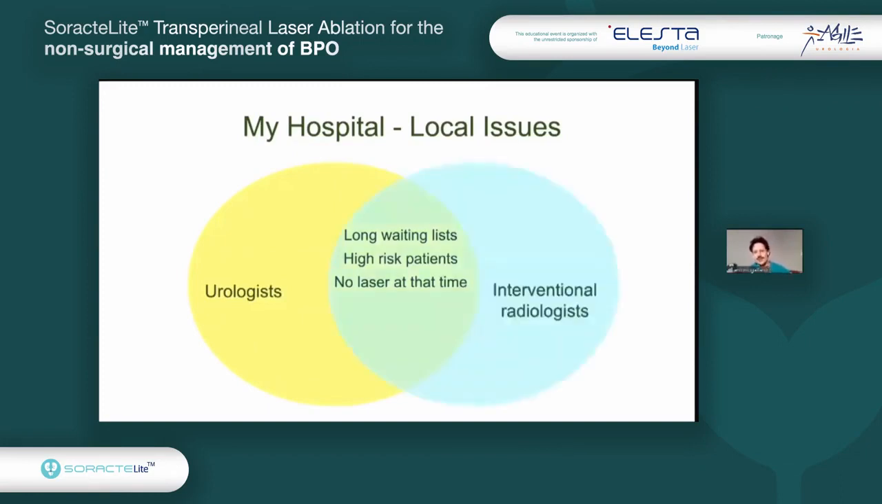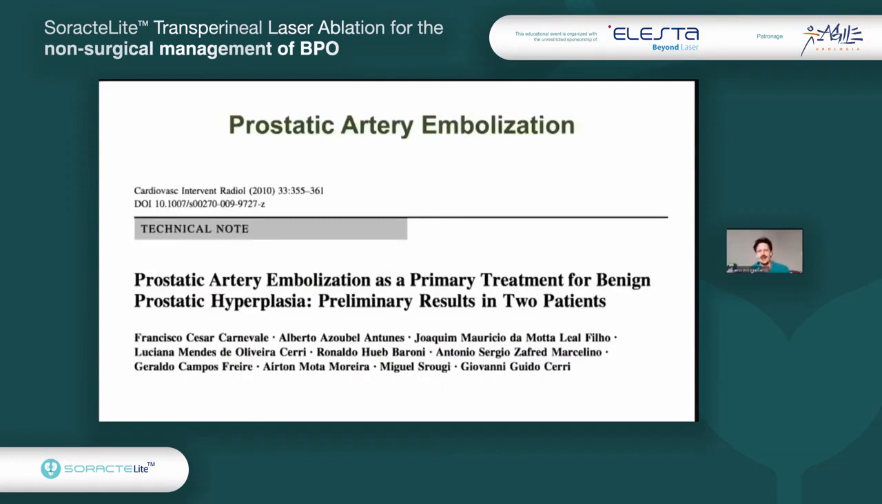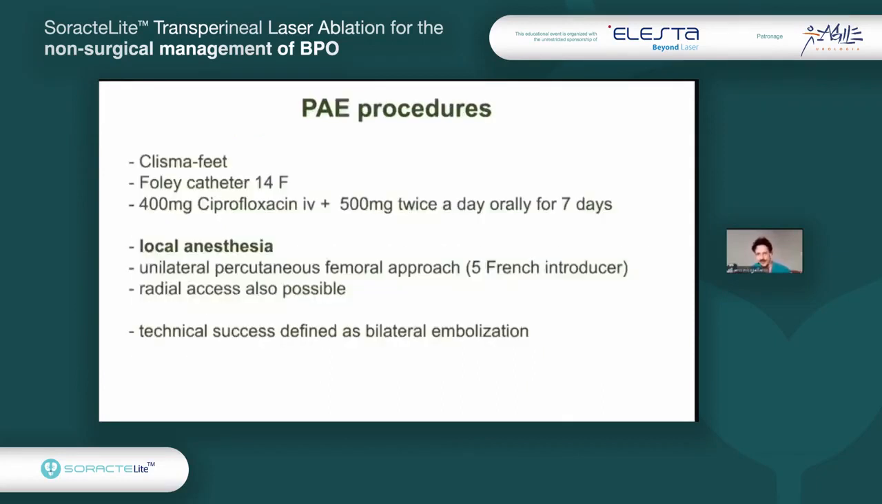And interventional radiologists were great friends; we work in two rooms that are bordering. So we were always talking about common problems, and we started this collaboration. Francisco Carnevale from Brazil published the first 2 cases of PAE in 2010, and since then he spread his technique and his approach all over the world, also in Italy, where he came to our hospital to start this procedure.